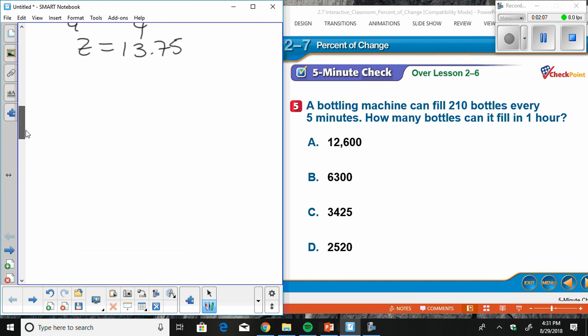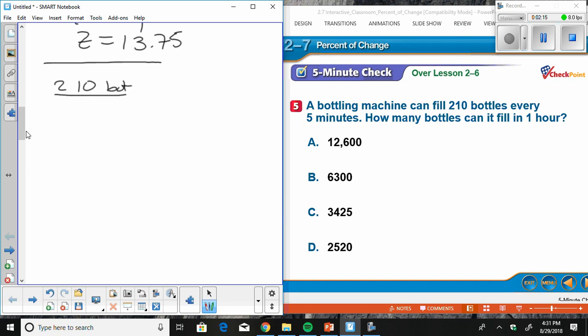Next up, a bottling machine can fill 210 bottles every 5 minutes. So bottles over 5 minutes. How many bottles can it fill in 1 hour? So now I can go ahead and set up my other set of information. So it's 1 hour, and we want to know how many bottles. But we can't really use the hour because the other is in minutes. So we have to first change this so it's 60 minutes. Now we have the correct units, bottles to bottles, and minutes to minutes.